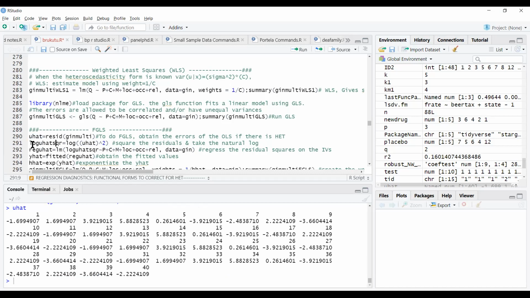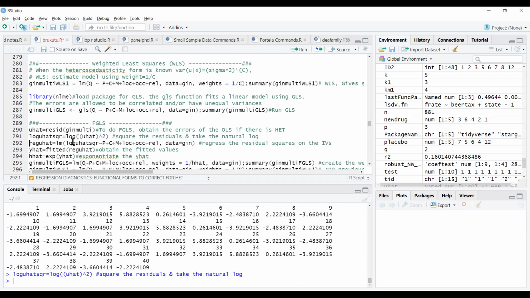What I've done is I've just given a name, log u hat square. You see the u hat, I've taken the square of it, to the power 2. This is all in your notes. And then you take the square of the residual, and then you take the natural log. So this command will give us that residual. I've done that. It's gone into the memory of R.